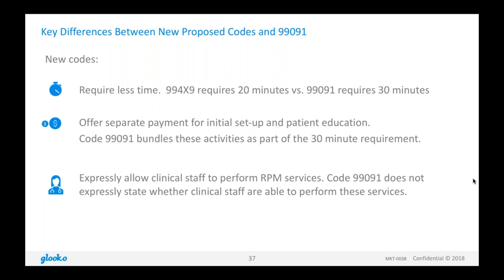See, code 99091, what we have right now, which is effective, does not expressly state in the definition of the code or in the Federal Register explanation whether clinical staff are able to perform these services. And that's why I encouraged you a few minutes ago, if you're using code 99091 right now, because it is effective, to contact your own MAC, your Medicare administrative contractor, and specifically ask the MAC, because they can make local coverage decisions and interpret codes, if clinical staff is allowed to furnish now under code 99091. But when the new codes are effective, yes, the clinical staff can furnish.